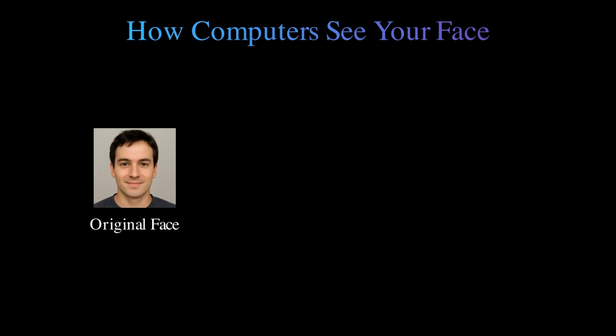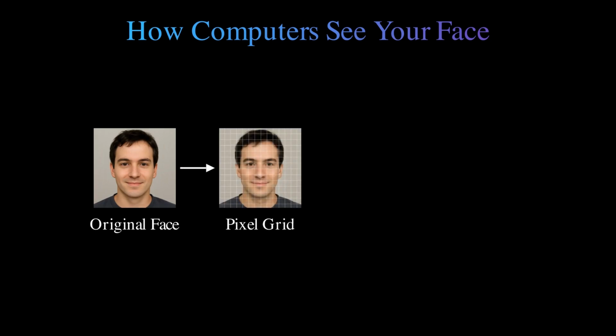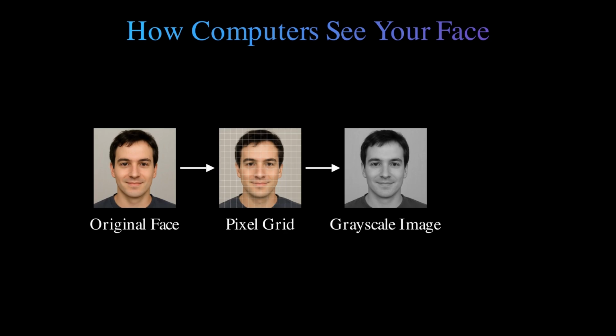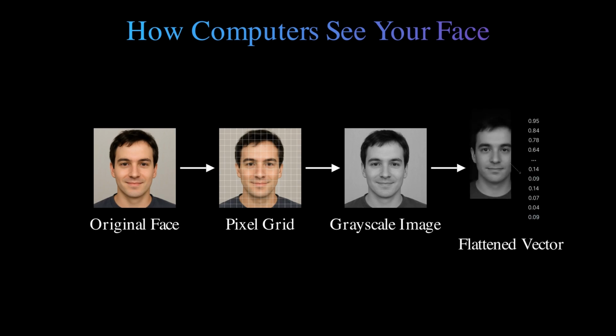Let's now understand how computers see your face. This is just a grid of thousands of tiny colored squares called pixels. Each one stores brightness. To simplify, we remove color. In grayscale, each pixel just holds a brightness value from black to white. We then flatten the pixel values into a long list. A vector. This is how a computer sees your face. As numbers.